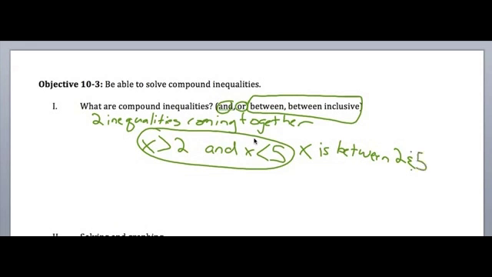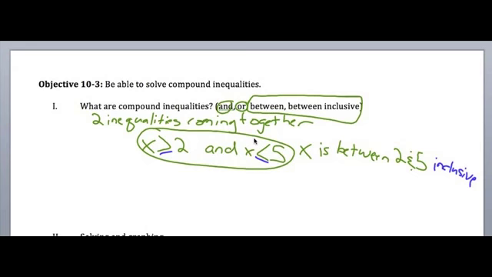Okay? Another compound inequality might be, if I change these to, really quickly, that between inclusive, if I include the 2 and the 5, the way that you would write that using words would be x is between 2 and 5 inclusive.